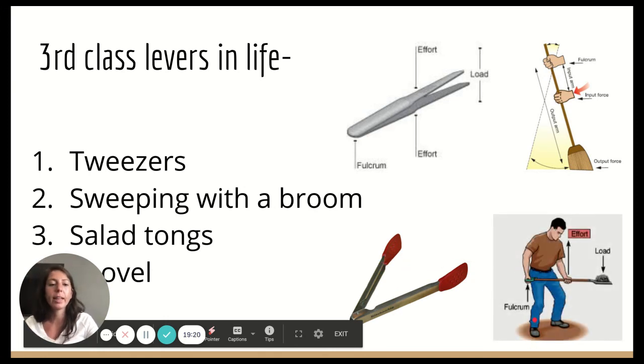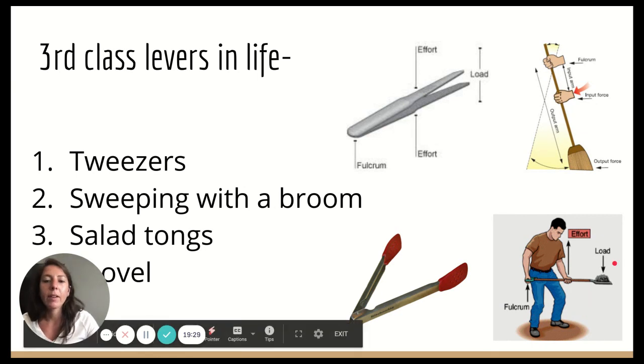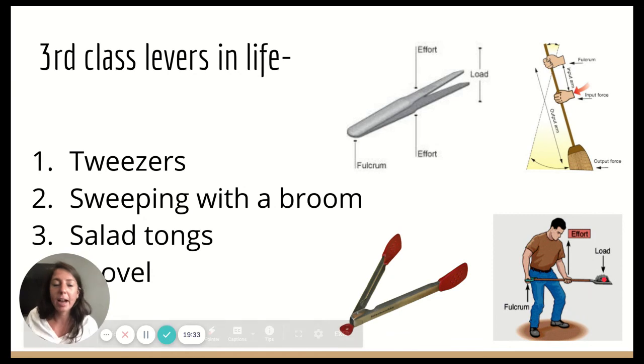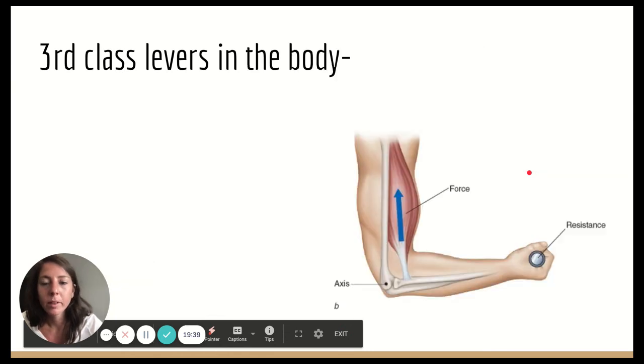And lastly, shoveling, right? You have one hand over here, and that is the fulcrum. You have this one that's moving up and down. That is the effort, and the load is whatever you're shoveling. If any of you have ever shoveled snow or had to shovel anything that's pretty heavy, it's pretty tough, right? So it's not nearly as easy as moving a wheelbarrow.